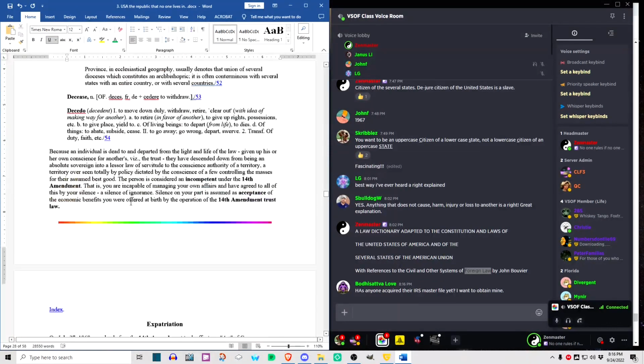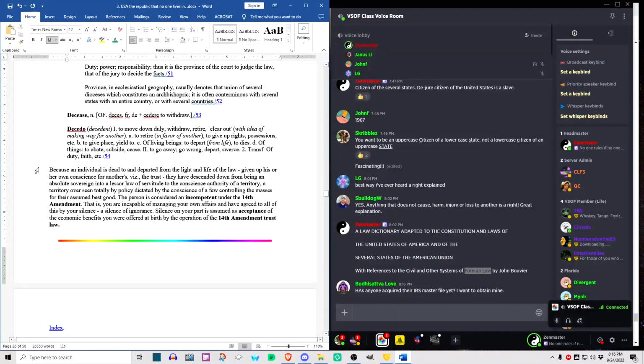Okay, let's get to expatriation and then I'll stop. Okay, so because an individual is dead and departed from the light of life of the law, given up his or her own conscience for another's, vis-a-vis the trust, they have descended down from being an absolute sovereign into a lesser law of servitude to the conscience authority of a territory overseen totally by policy dictated by the conscience of a few controlling the masses for their assumed best good.